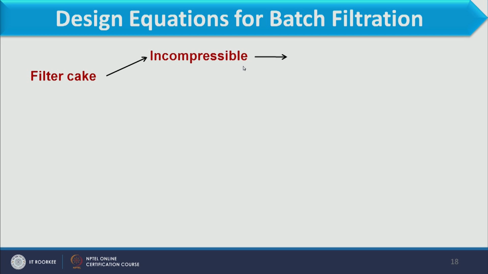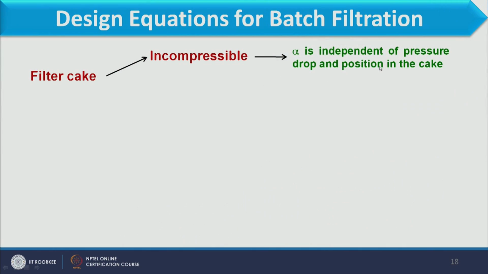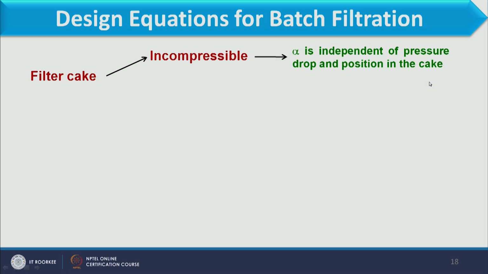You understand what is the meaning of incompressible, that whatever position it has taken over the bed, it will remain as it is. So whatever volume, whatever voidage over there, that will remain as it is. So for incompressible, alpha is independent of the pressure drop and position in the cake, because when we deal with the pressure drop, the higher force will force the slurry to pass through, and therefore it compresses the bed also, it compresses the cake also.